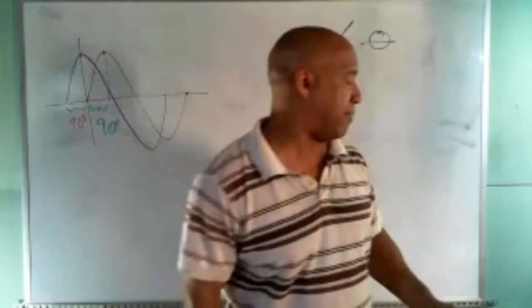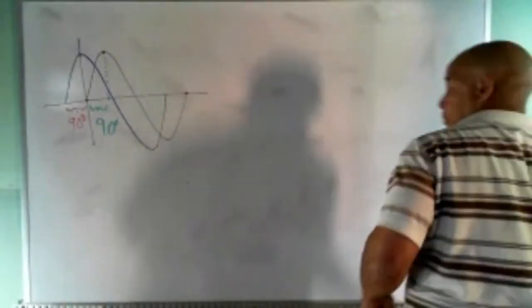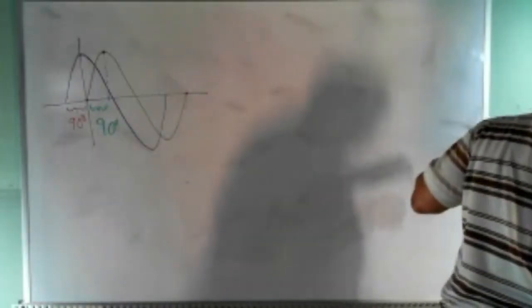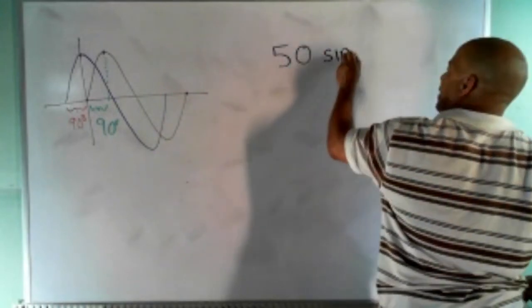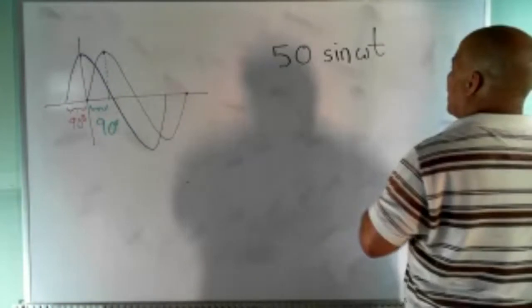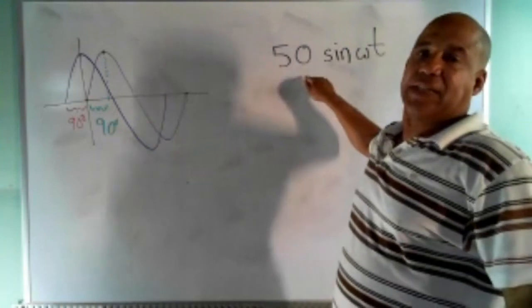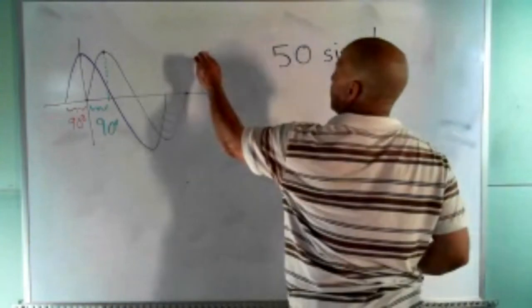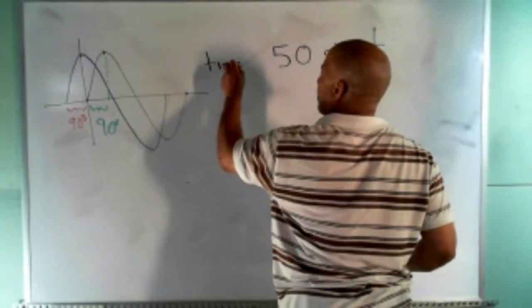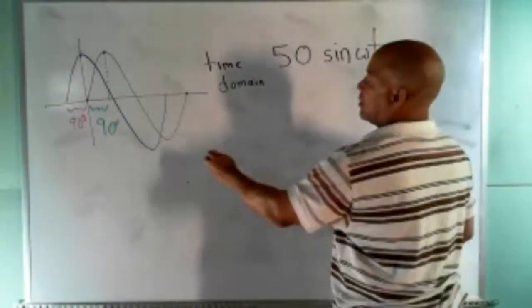Number one, they give you a problem, and they want you to convert it to phasor form. So here's the problem. It is 50 sine omega t. And they don't tell you what omega t is because that's not necessary when you're dealing with phasors. Now I mentioned this last class. This is called time domain, because the independent variable here is t, and we're going to change it to phasor domain.